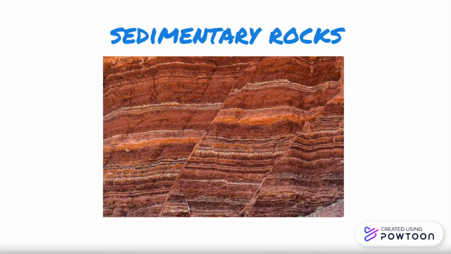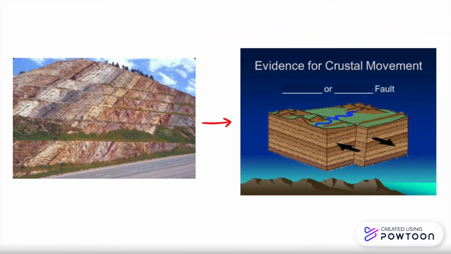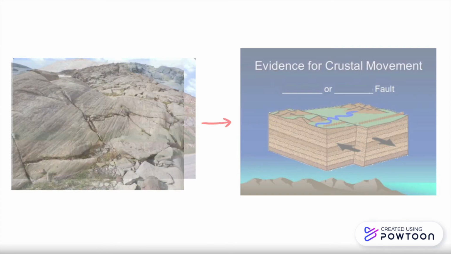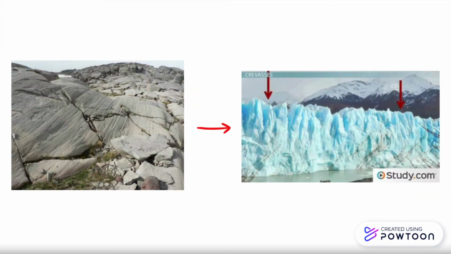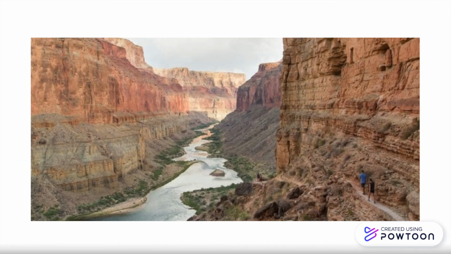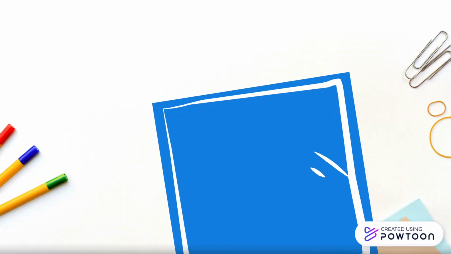Lastly, let's look at sedimentary rocks. This type of rock tells us a lot about the Earth's past since it is layered. For example, tilted rock layers indicate past crustal movement, which is the movement of the Earth's crust. Glacial scratches on rock formations indicate glacier movement. And a canyon with different rock layers in the walls and a river on the bottom indicate that over time, the river has cut through the rock.